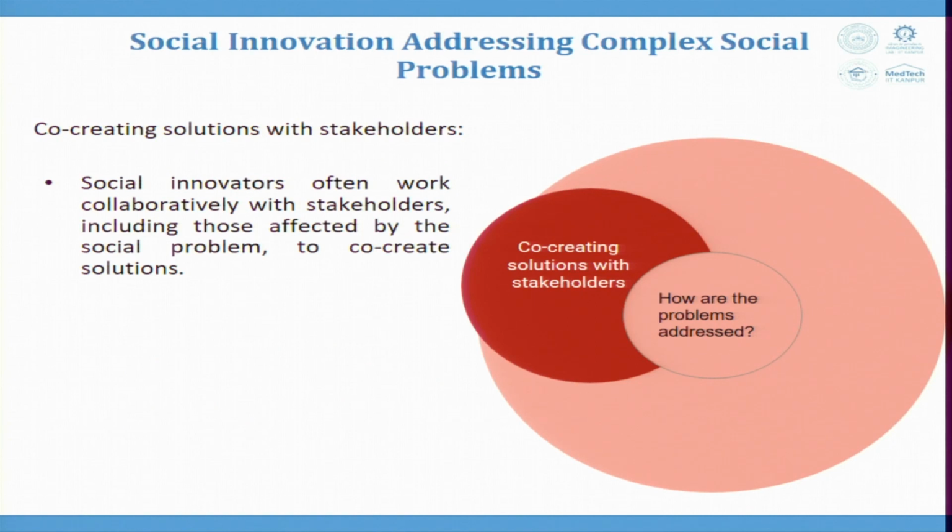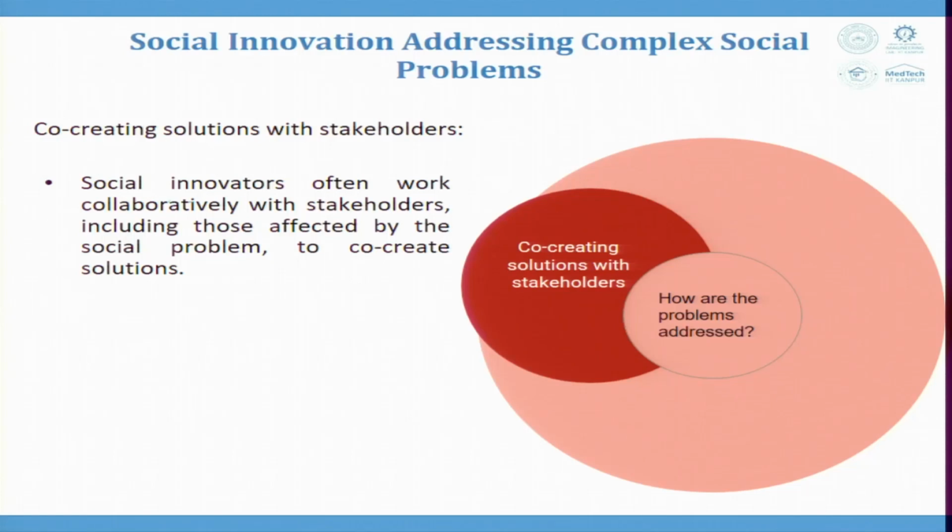Next is, how do you co-create? Co-create solutions with stakeholders. Social innovators often work collaboratively with stakeholders. It can be a government body, an NGO, a professional body, or an individual. Lots of possibilities are there. Tata gives a lot of money under the domain of social innovation. Then Reliance also gives it. In the same way Pepsi, Coke, they give it. Lots of energy industries also give, and they give a lot of money towards promoting social innovations.